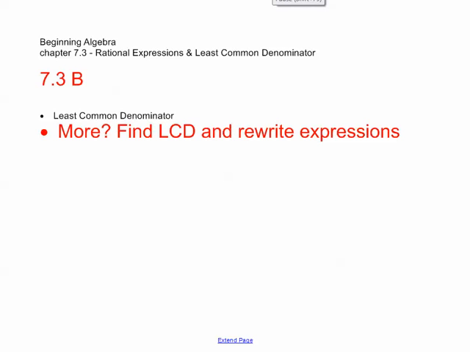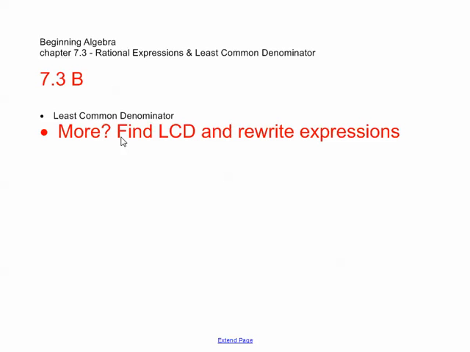Okay, well here we are at 7.3b. So this is chapter 7, section 7.3. We're talking about rational expressions and least common denominator, and we're in the B video because the A video talked about the least common denominator and just how to find it. Just a review, I suppose.